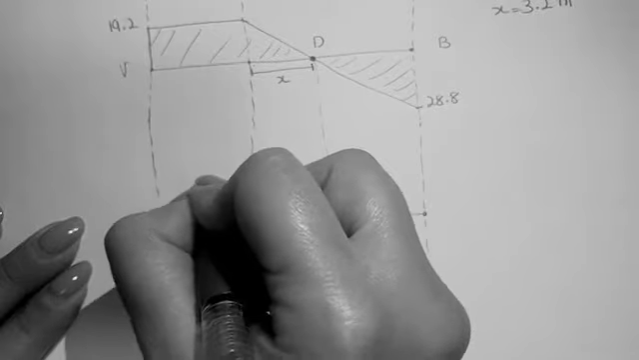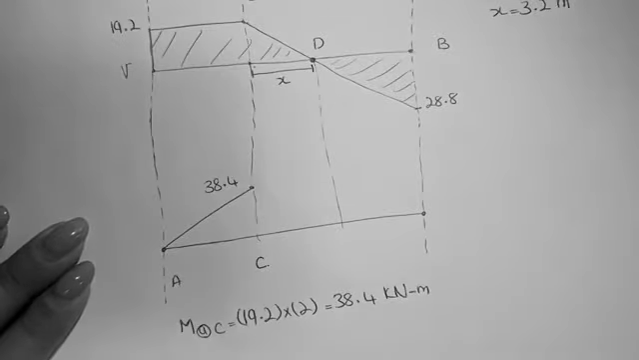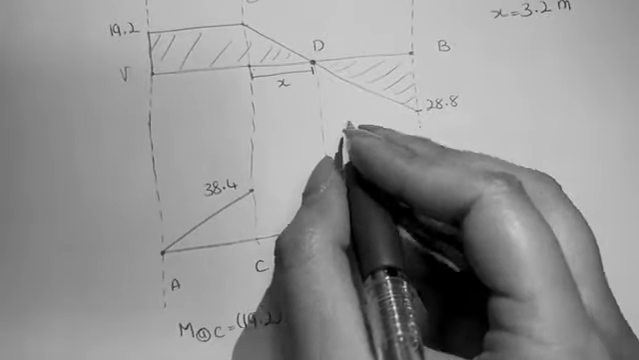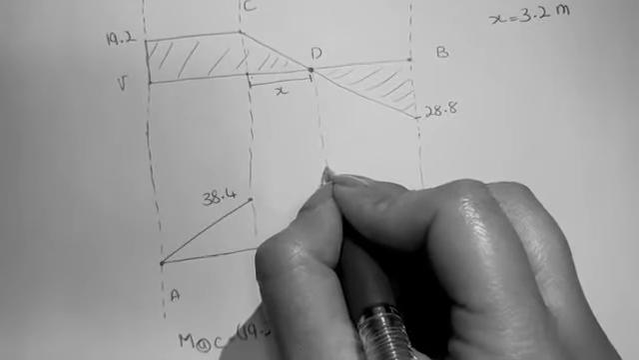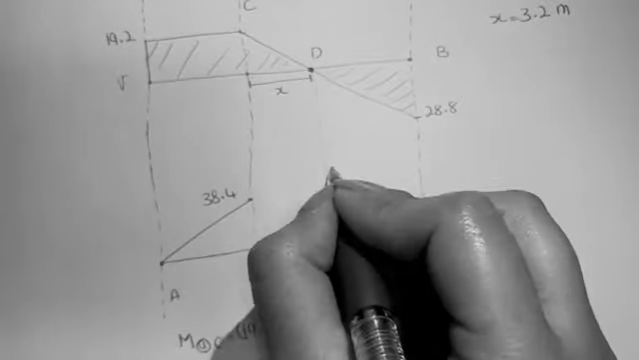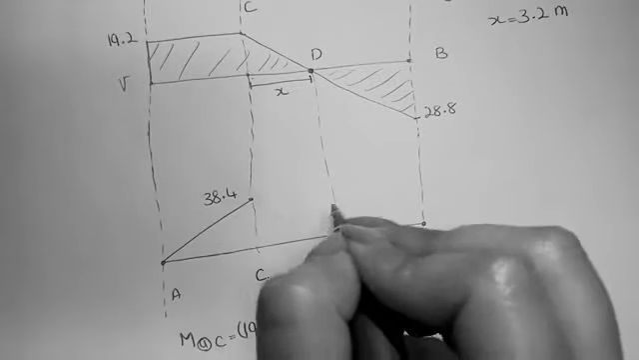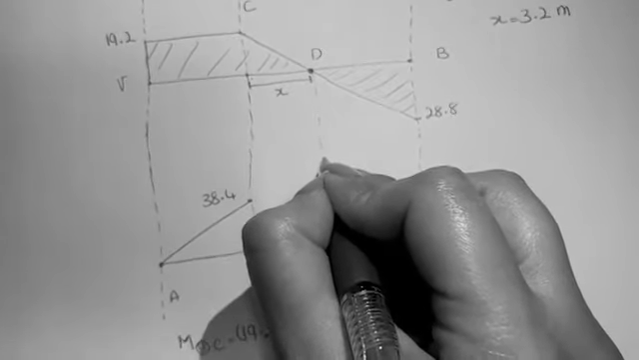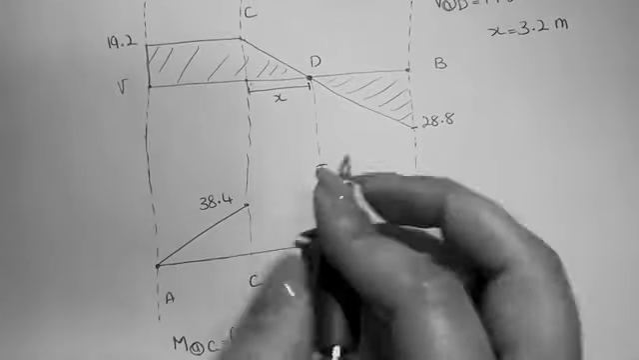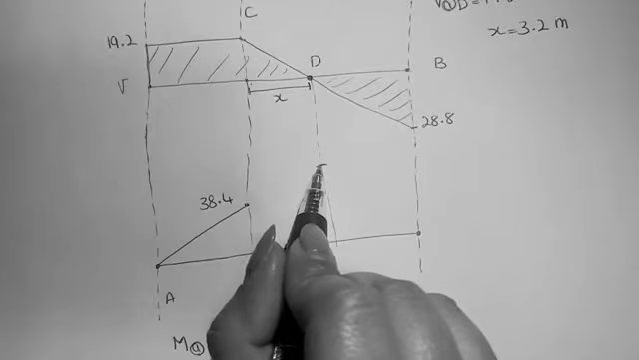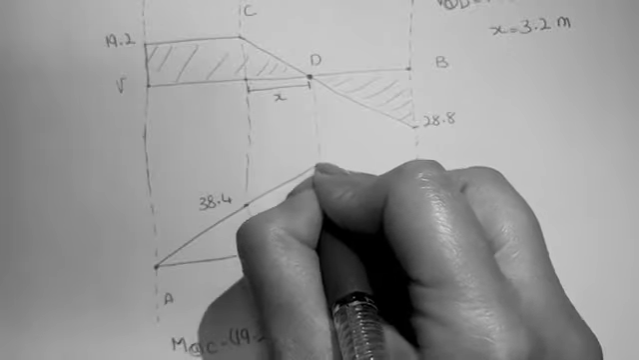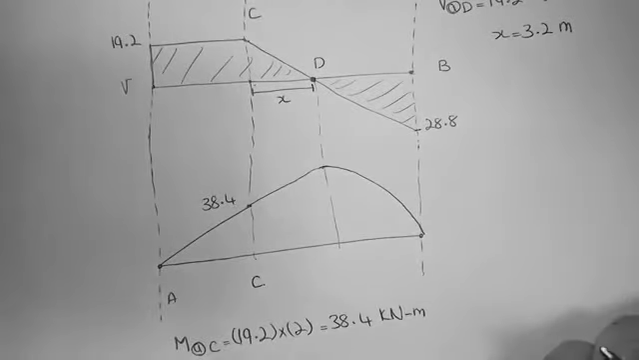So this is 38.4. Here you can see that at this point D, we have zero shear situation. It means that the slope of the moment diagram is 0. So somewhere here we have the 0 slope, and we're going to reach this point, and after that we're going to go to 0. So it is going to be something like this.